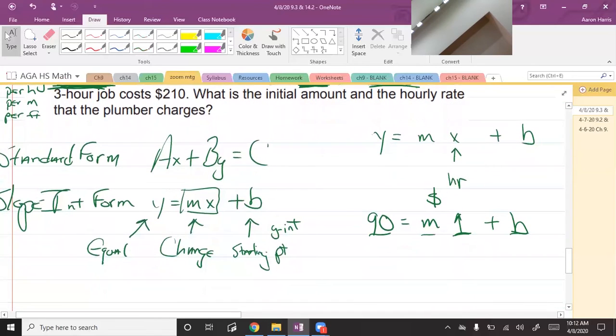So let's look again. His second job is a 3-hour job. Do we know how much he's charging per those 3 hours? No, but I do know that it's exactly the same as the first job, because you can't go to a job and keep changing the rates, okay? So I know that he's charging a certain amount per hour. Now, do I know the initial amount he charges just to be at the house? No, so that's just B.